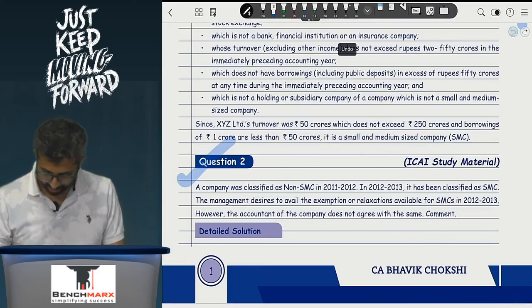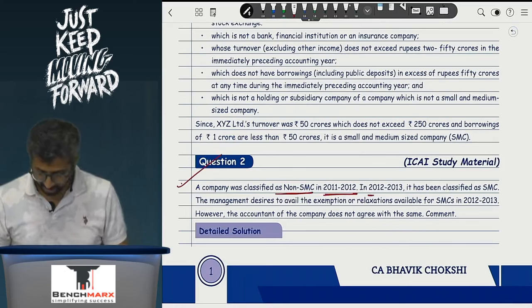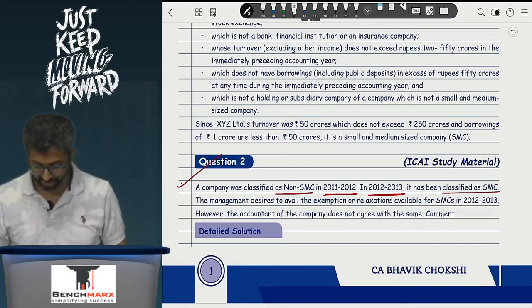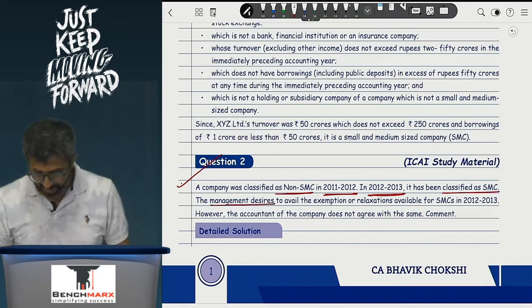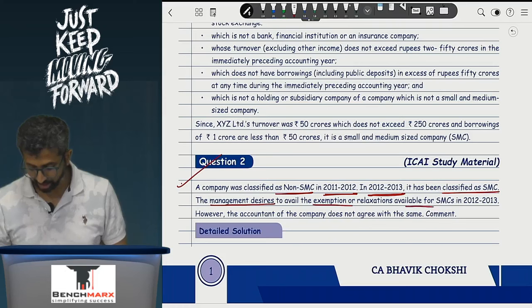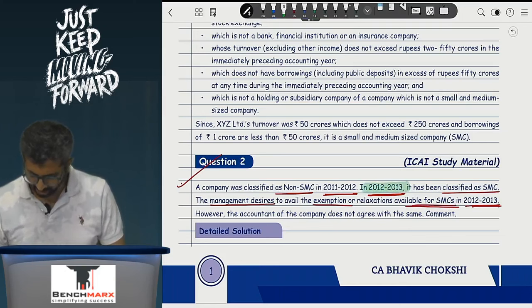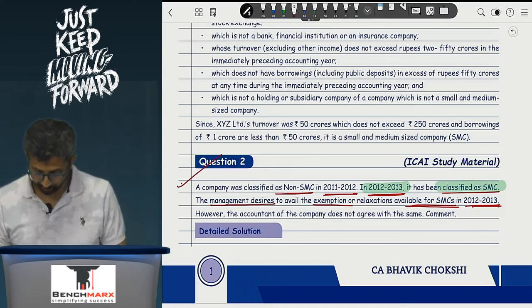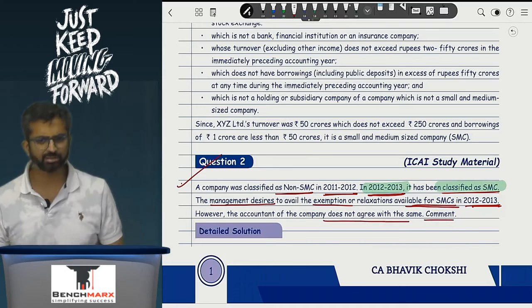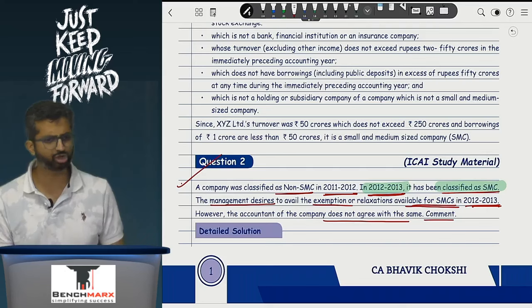Question number 2. A company was classified as a non-SMC in 11-12. Great. In the year 12-13, it has been classified as an SMC. Is that possible? Yes, if its turnover and loans fell. The management desires to avail the exemption or relaxation available for SMCs in the year 12-13. Is it an SMC in the year 12-13? Yes. However, the accountant of the company does not agree. Comment. Can I take the benefits? The accountant does not agree. Is the contention of the accountant correct?